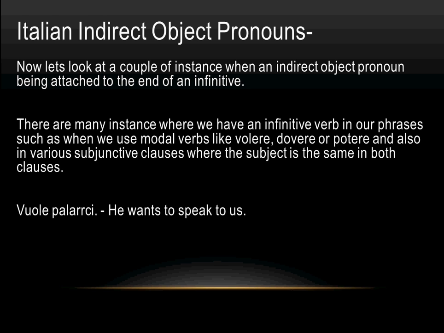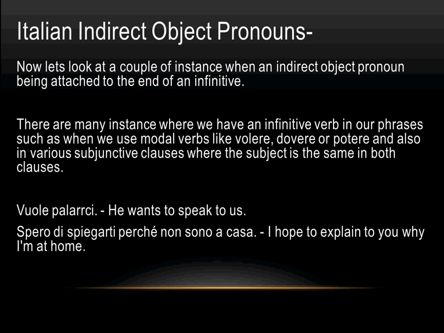Now let's look at a couple of instances when the indirect object pronoun is being attached to the end of an infinitive. There are many instances where we have an infinitive verb in our phrases, such as when we use modal verbs like volere, dovere, or potere, and also in various subjunctive clauses where the subject is the same in both clauses. For instance, our first example is vuole parlarci. He wants to speak to us. Spero di spiegarti perché non sono a casa. I hope to explain to you why I am not home.